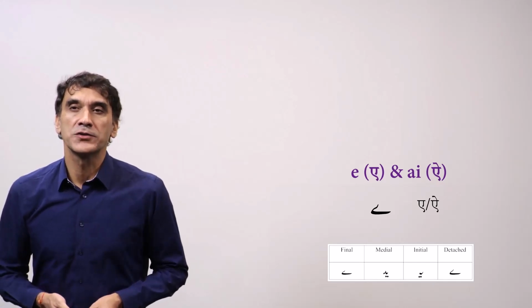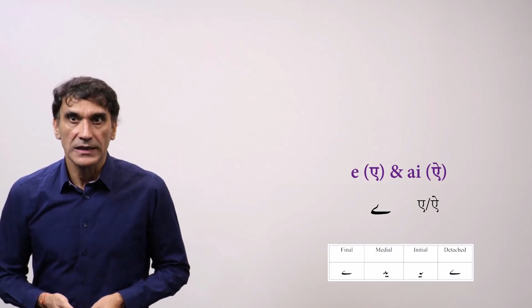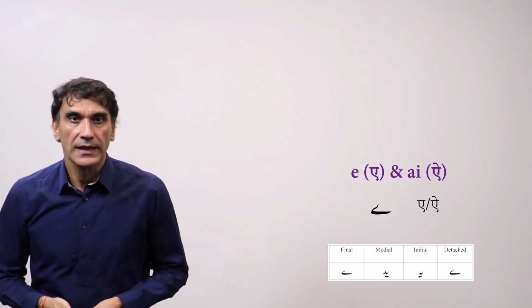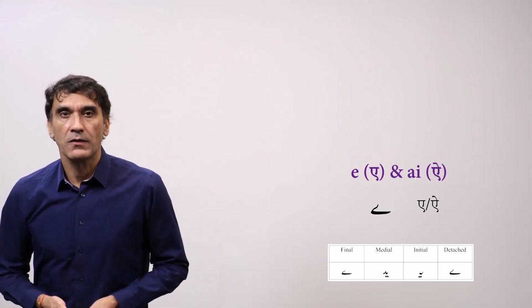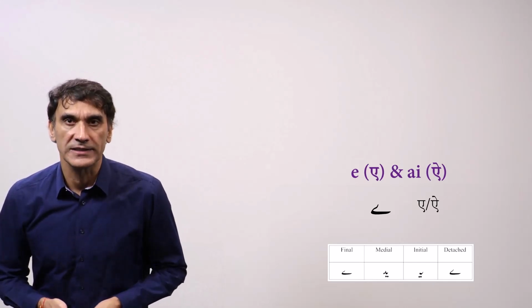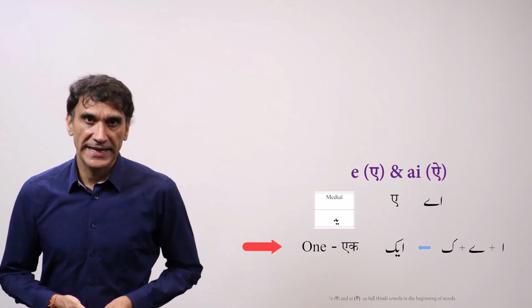We'll first take the use of badi ye in the middle. This use of badi ye in the middle will become clear with examples. Let's take some words now. We will first start with the words in which the full Hindi vowels are written. The first word is ek, meaning one.